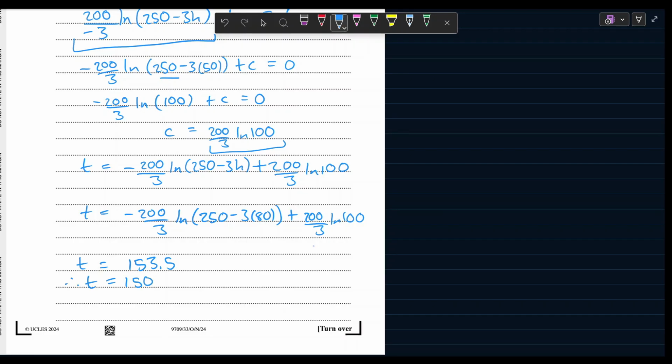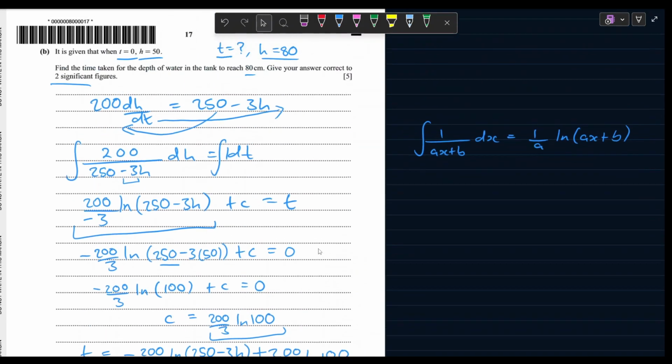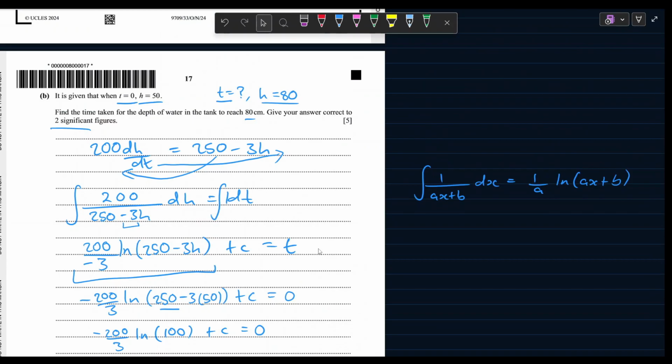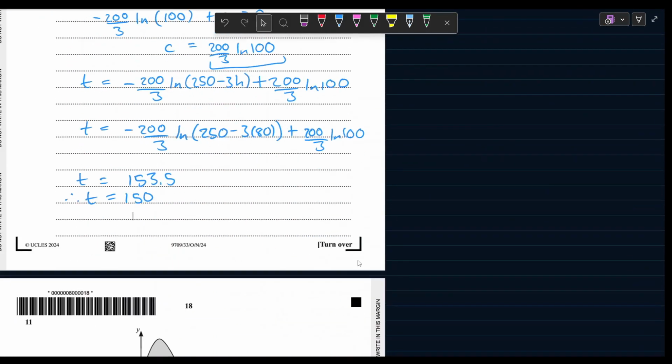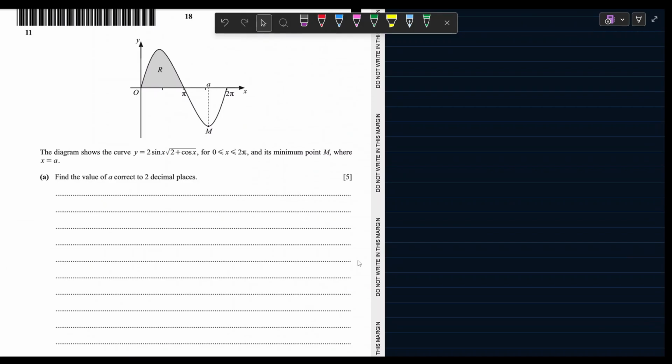This question is interesting because typically when they want you to solve a differential equation, they will explicitly tell you to solve the differential equation. But here they've sort of disguised the question around and required you to find the time taken. So you'd have to realize that first I have to solve the differential equation and then I can evaluate t at h is 80. Anyways, number 11.